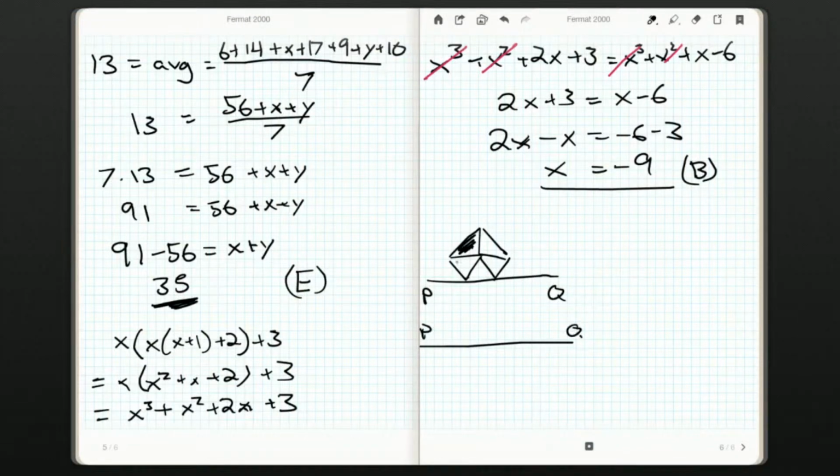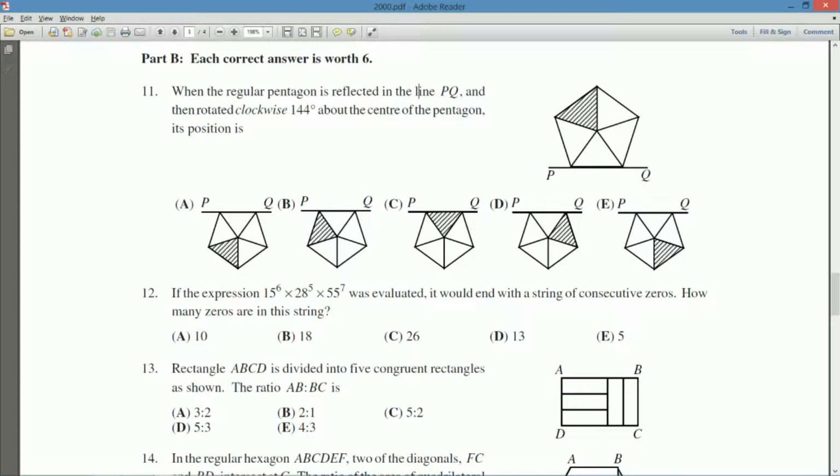So let's just do a simple reflection. We'll write it below. And what we notice is that immediately when we reflect, this bottom triangle just flips over. And from there, we can construct the rest of the pentagon. And since we're reflecting just in the line PQ, our shaded region doesn't move anywhere. It just sort of gets flipped over, and so it still stays there on the left. Okay? So now we're asked, after the line has been reflected, we need to rotate clockwise about 144.